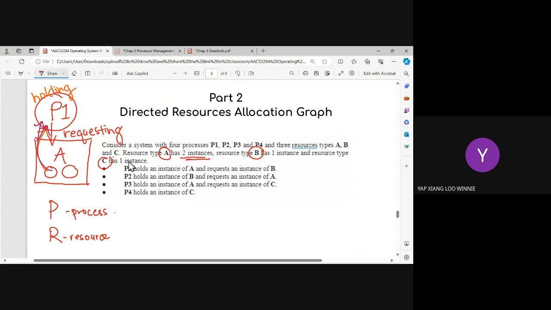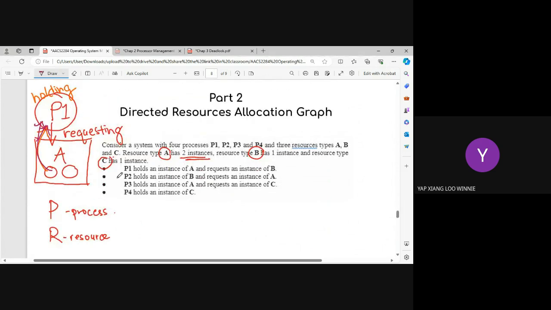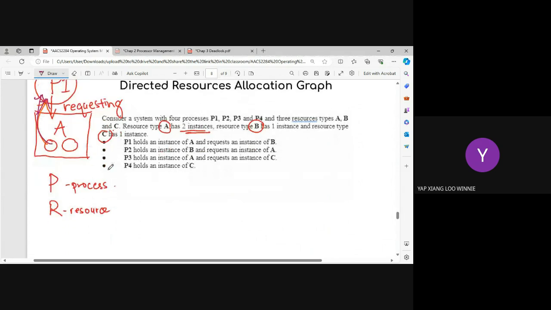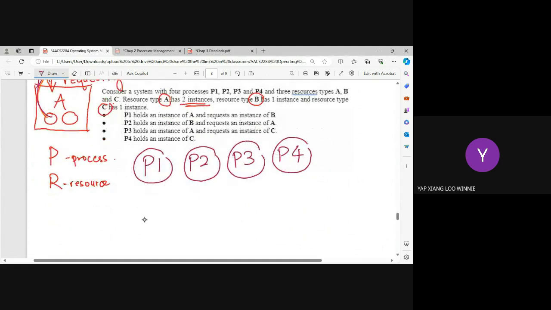So with that being said, now you know process, and you know these are holding and requesting, and you know about resource already. Now every time you draw this thing, don't panic. I prefer doing something like this. I draw out first. There's 4 process, so I draw 4 process out: P1, P2, P3, and P4. Clear? Okay. Now there's only 3 resources, so I draw the resources out as well.